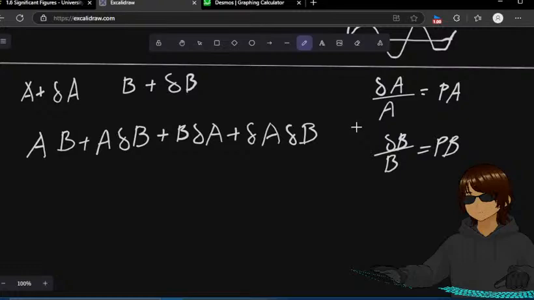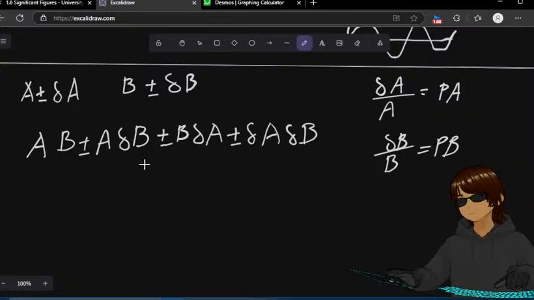What was I thinking? The percentage here, this here. I wanted to know why the percentages are added. That's what I was thinking. If we multiply them, we get this, and then the error is this, right? And the percentage uncertainty is what? Would it be all this divided by AB? Let's see.